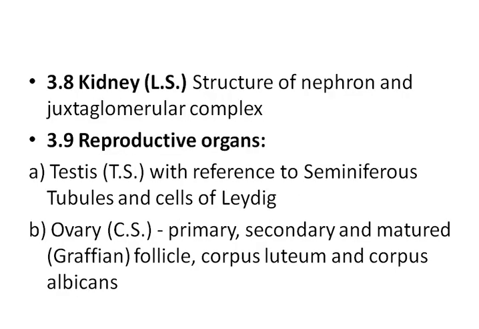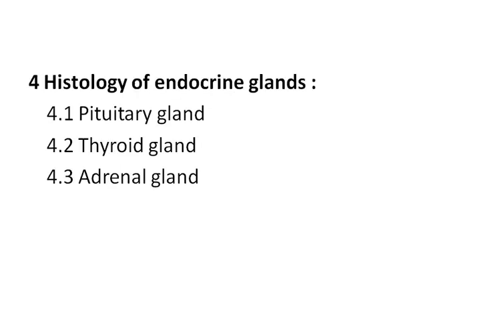The next one is the kidney, the histological structure of kidney. In that, the detailed structure of nephron and juxtaglomerular complex. Thereafter, histology of reproductive organs that include testes with reference to seminiferous tubules and cells of Leydig. There, in ovary, we'll see the histological structure of primary, secondary and matured ovarian follicle, corpus luteum and corpus albicans.